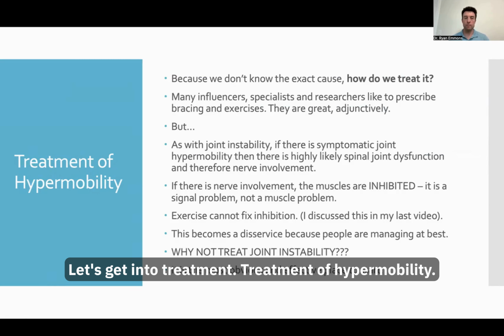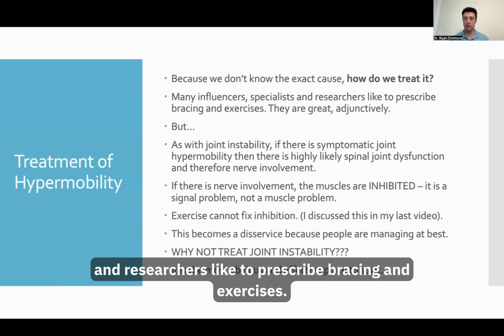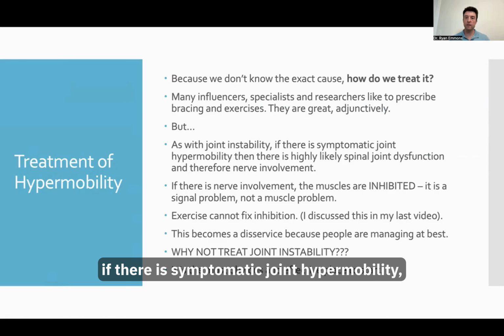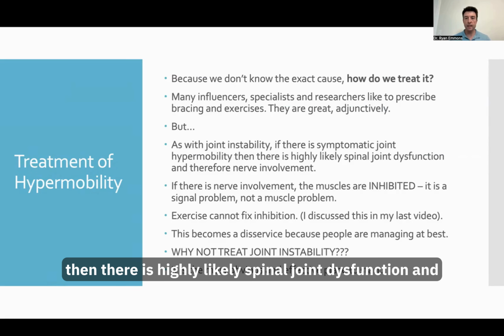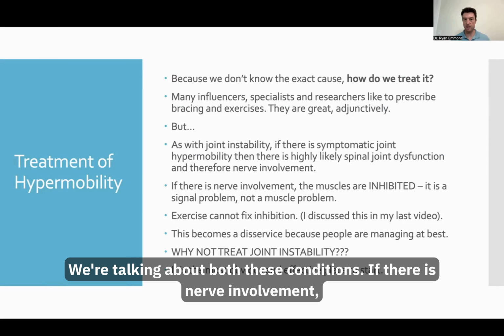So let's get into treatment. Treatment of hypermobility. Because we don't know the exact cause, how do we treat it? Many influencers, specialists, and researchers like to prescribe bracing and exercises. They are great adjunctively. But as with joint instability, if there is symptomatic joint hypermobility, then there is highly likely spinal joint dysfunction and therefore nerve involvement. We're talking about both these conditions.